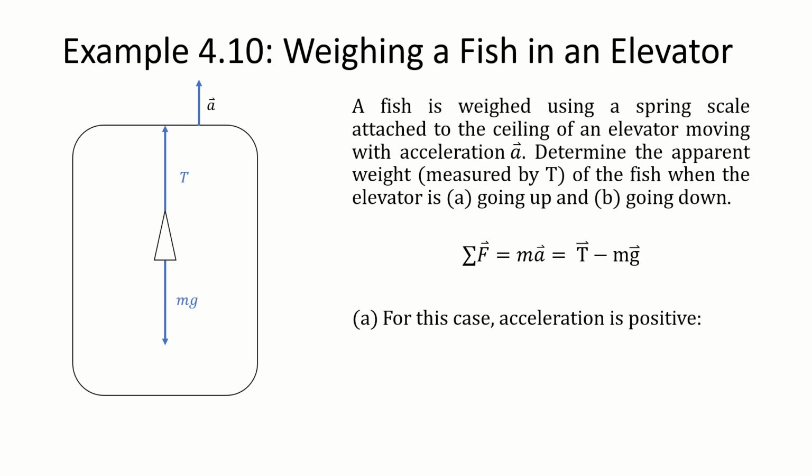Basically, if the acceleration is positive, let's work with the first case. That means your acceleration vector points up, then that means acceleration is positive. Then you'll have this equation, which you can then isolate T to get this. T is equal to m times g plus a. Usually your weight is just equal to mg. But since the elevator is moving upwards, this acceleration that's positive actually contributes to your apparent weight. That's why you feel heavier as the elevator goes up.